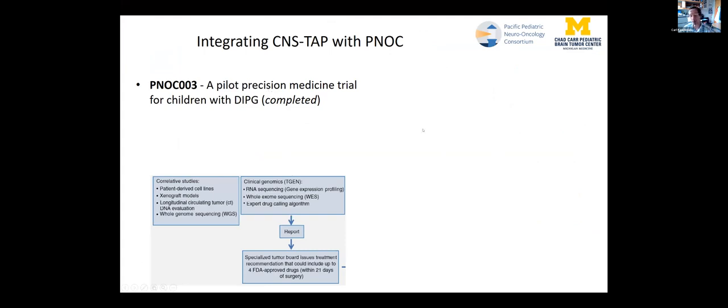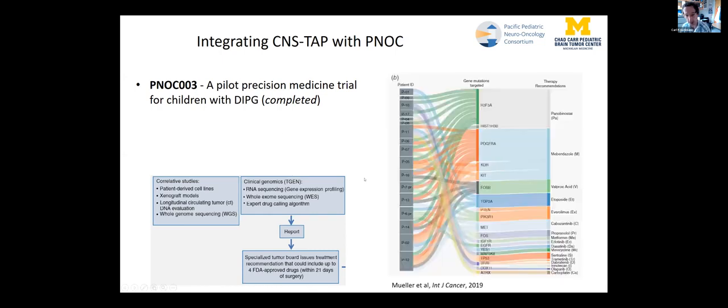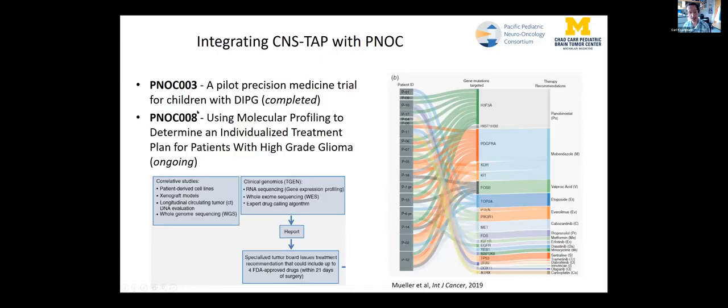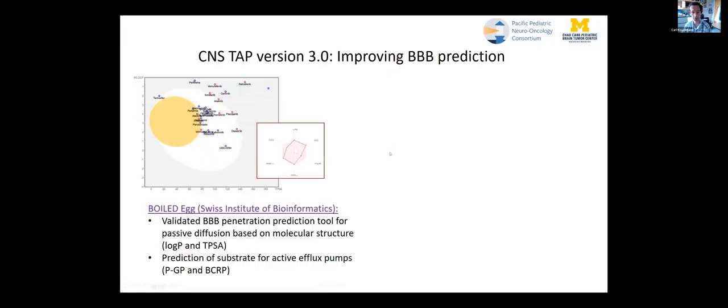So we've been doing this. As we entered PNOC a year or a couple of years ago, I don't know when it was, we got wind of the precision medicine trials and looked backwards at the PNOC 003, which was closing. You guys are familiar with this, but this was in brainstem patients, and this was recently published. But as PNOC 008 in non-brainstem patients was ongoing, the PIs of this trial asked if we could somehow integrate CNS TAP into this, which was an ongoing prospective precision medicine tumor board-based trial.